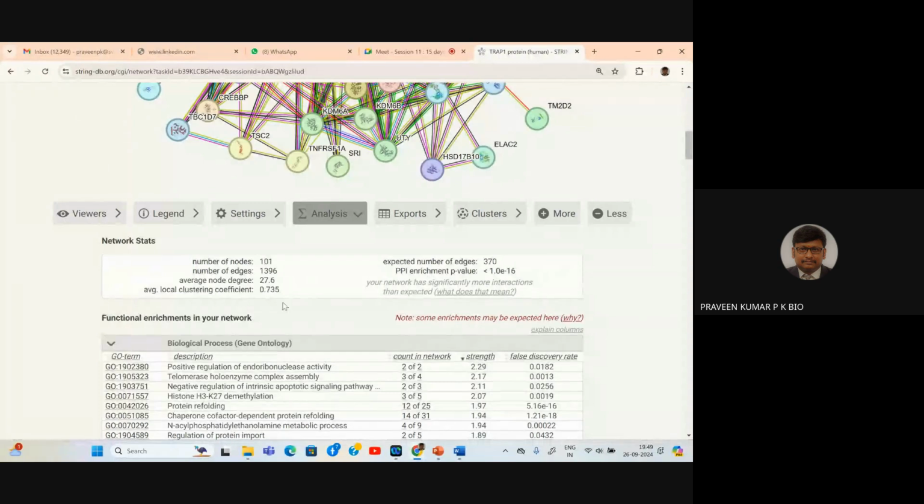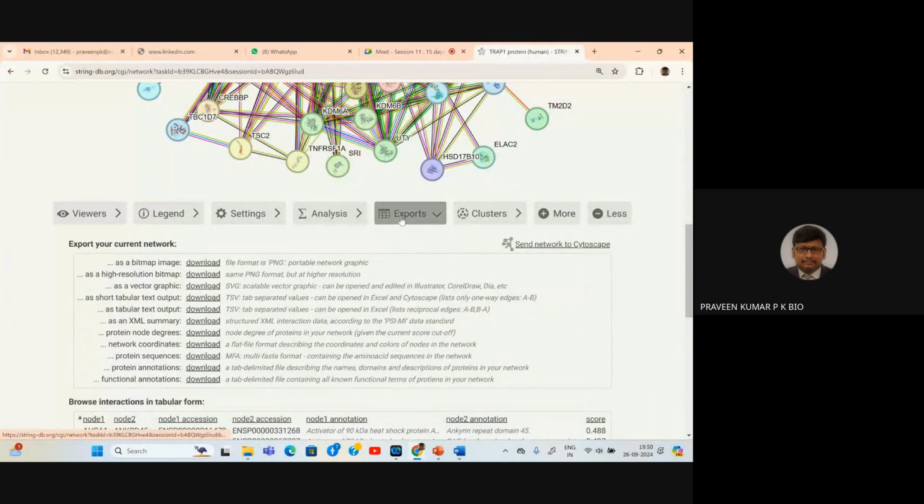Degree, clustering coefficient. And this is the PPI enrichment P value. Given how one protein is interacting with another protein, you have a kind of a P value. So this is an interaction. For all the 101 interactions, you have a P value. So expected number of edges, etc.